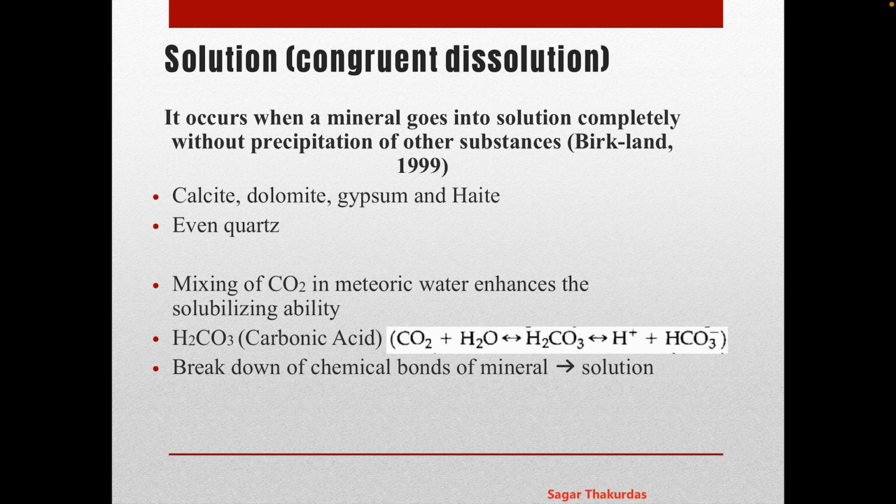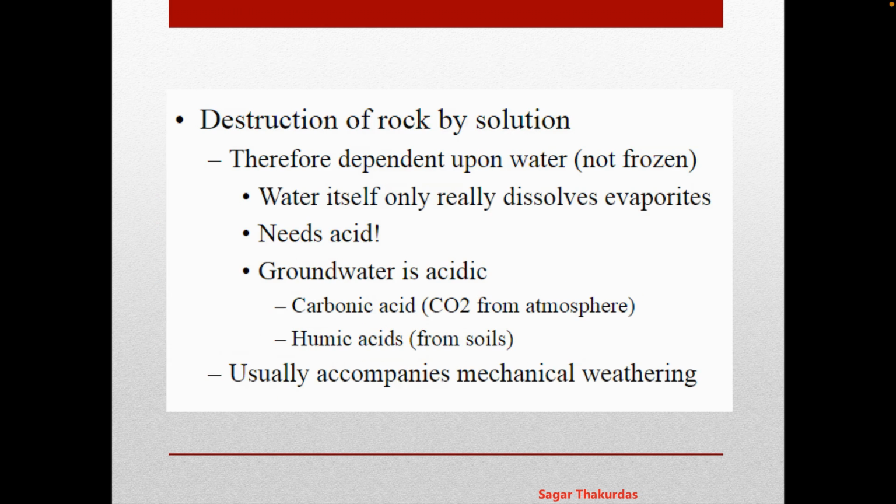The most common prey of chemical weathering is calcium carbonate, CaCO3. CaCO3 easily gets dissolved by water, especially carbonic acid. The destruction of rock by solution depends on the water. It should not be frozen water, as mentioned here. Water itself has dissolving power, but it is more effective in the case of evaporites. Hard rocks do not undergo chemical erosion easily compared with acidic water, so it needs acid. The groundwater is acidic, and chemical weathering is usually seen in combination with mechanical weathering. As I told you previously, mechanical weathering may result in cracks within the rock, and these cracks can further enhance chemical weathering in the presence of water.